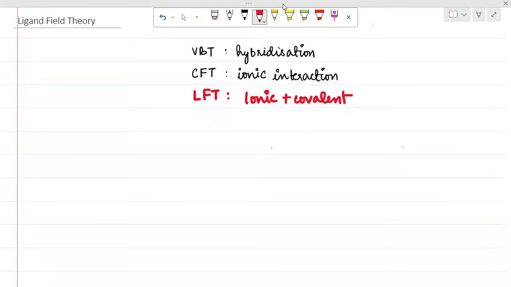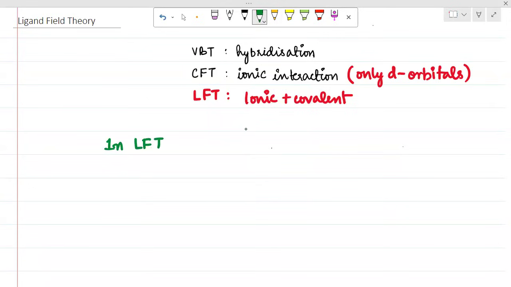Now, why did we need another theory when we had CFT, which was explaining quite a lot of things? The particular problem was that in CFT only d orbitals were considered, right? We started off with the splitting of d orbitals, whatever the geometry may be. It might be octahedral, tetrahedral, square planar. Then we discussed a list of geometries, square pyramidal, trigonal bipyramidal, so on and so forth, wherein only d orbitals were considered for interaction.